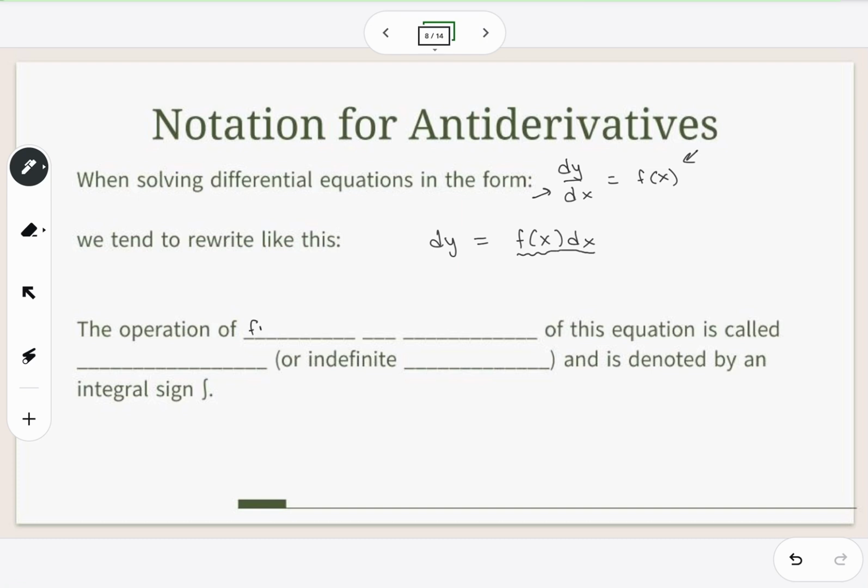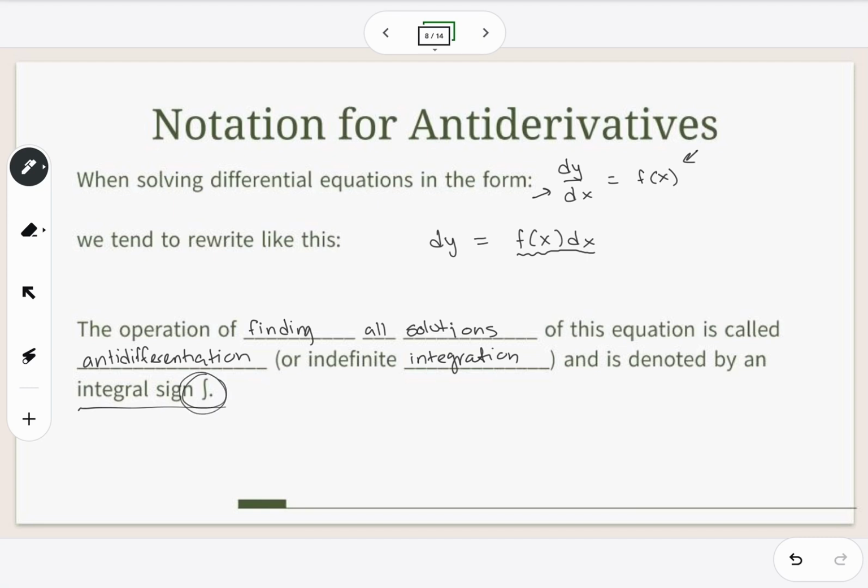So the operation of finding all solutions of this equation is called antidifferentiation or indefinite integration. Those mean the same thing. They're going to be denoted by an integral sign that looks like that, okay?